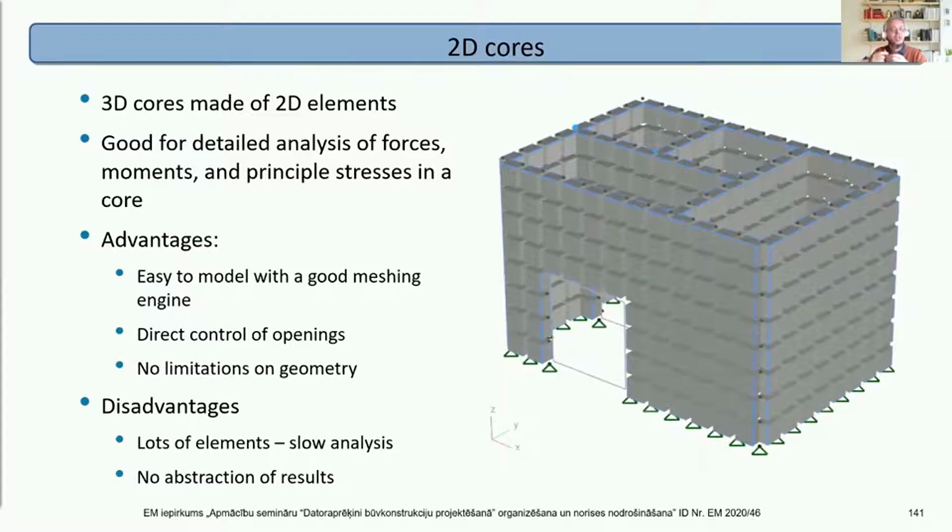As desired or required from the architecture and so on. Downside: lots of elements, slower analysis, no abstraction of the results. If you look at the wall here, you'll get a variation in axial load across the wall. There's out of plane bending. In plane, it's all just forces, and you might want to rationalize the forces back again to give you overall values. But it is an option to look at.